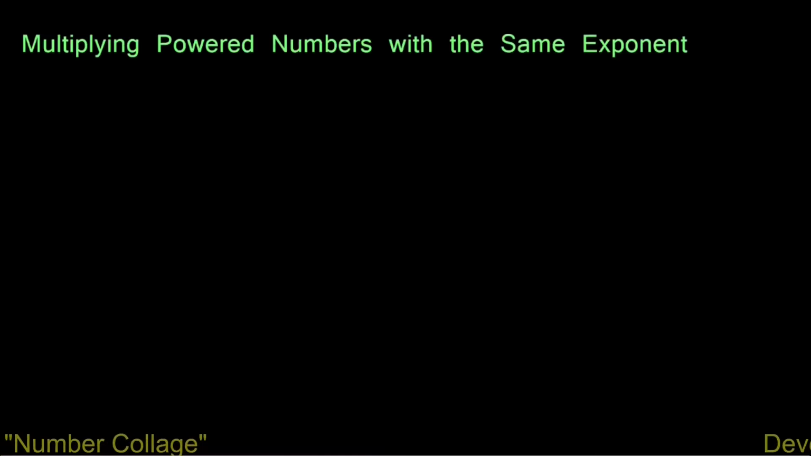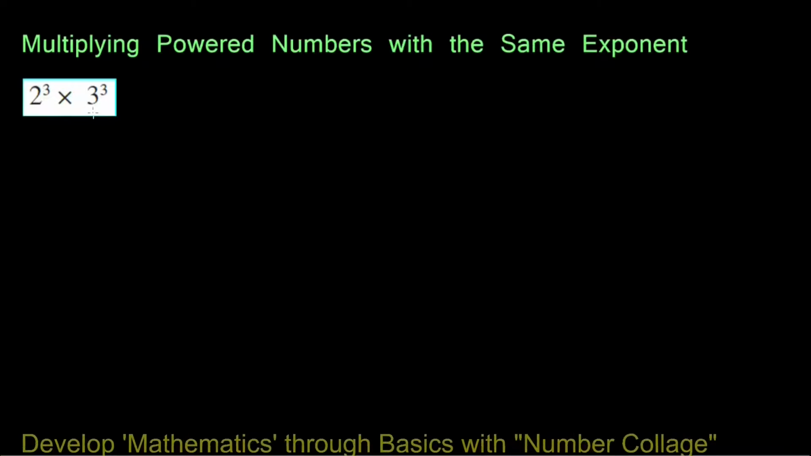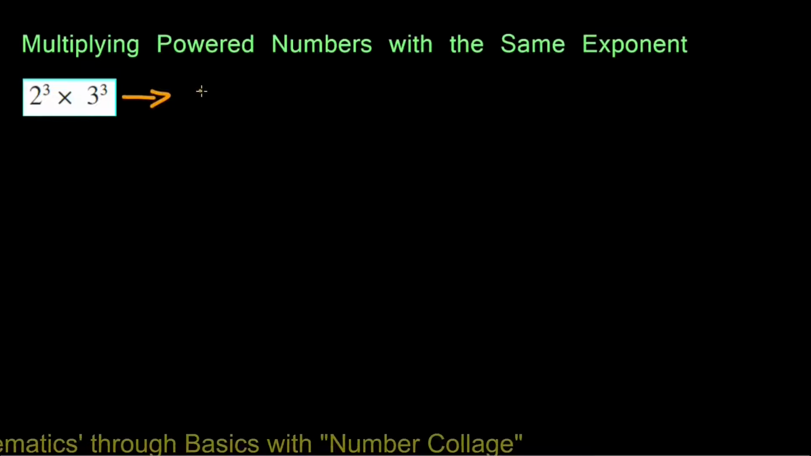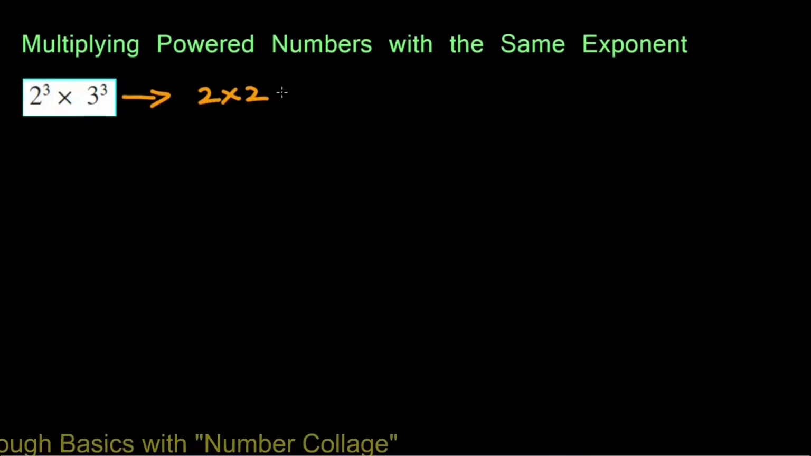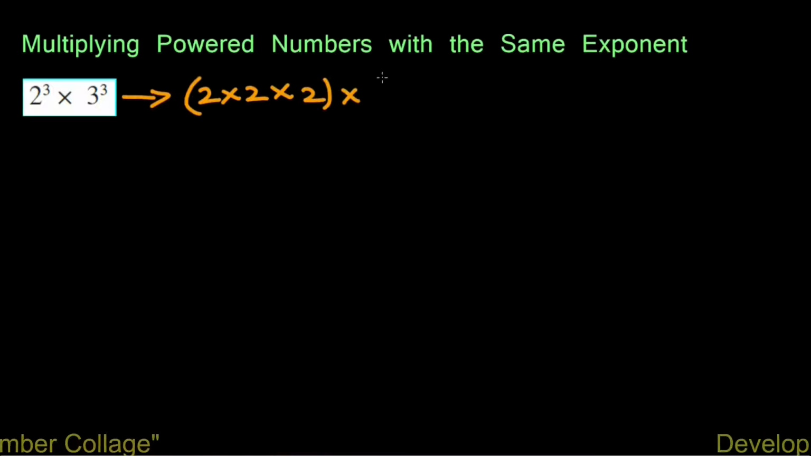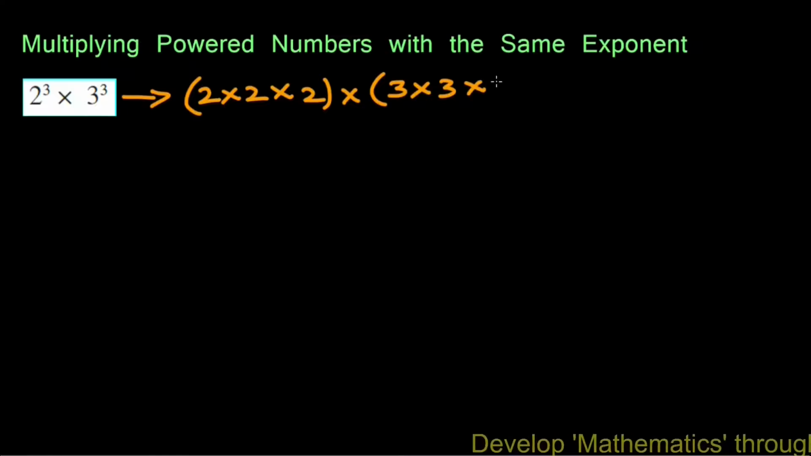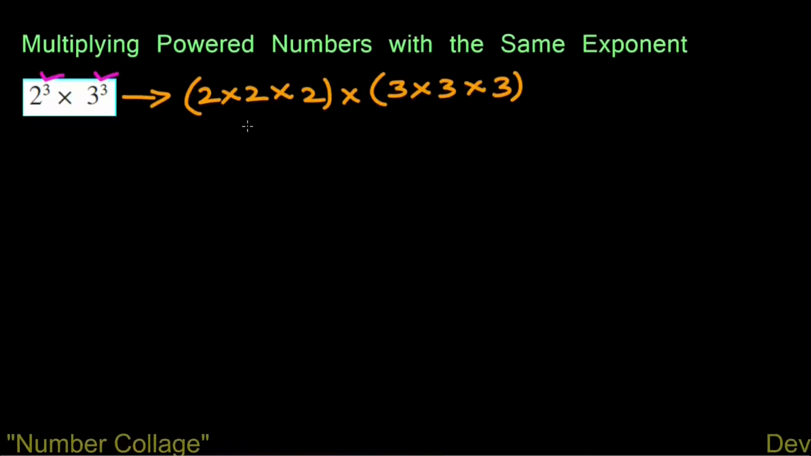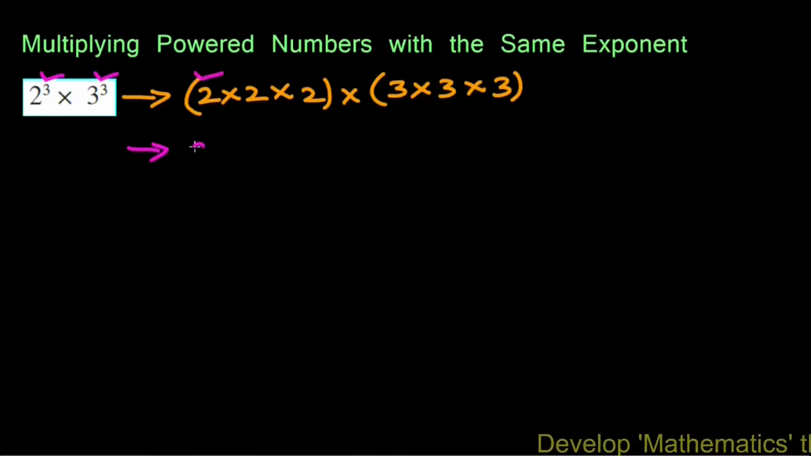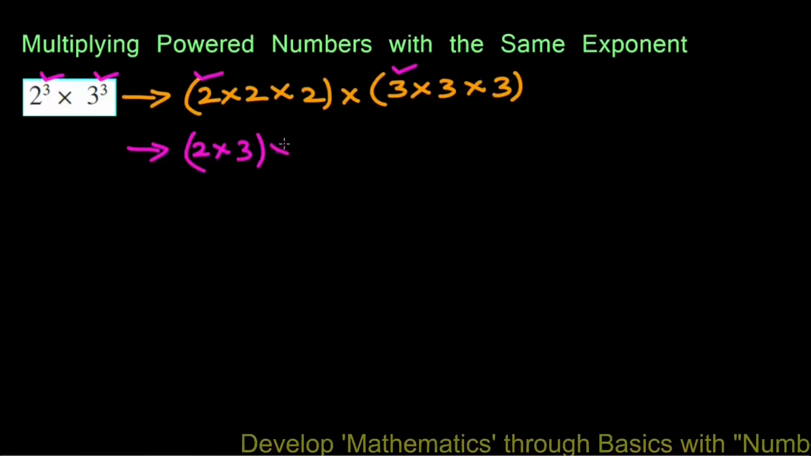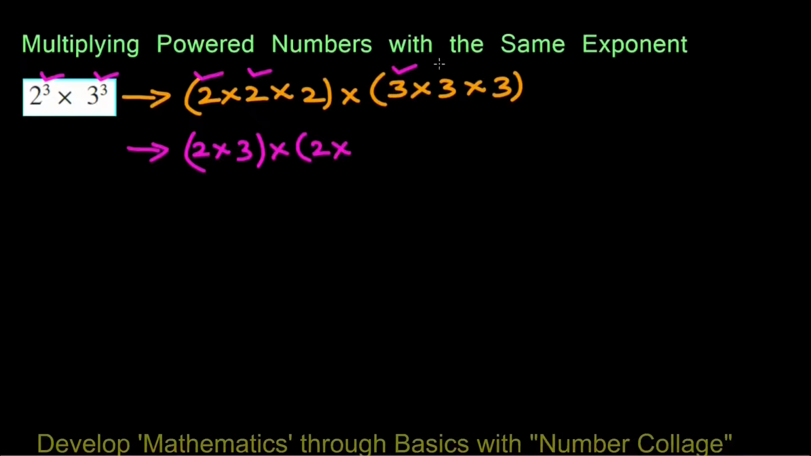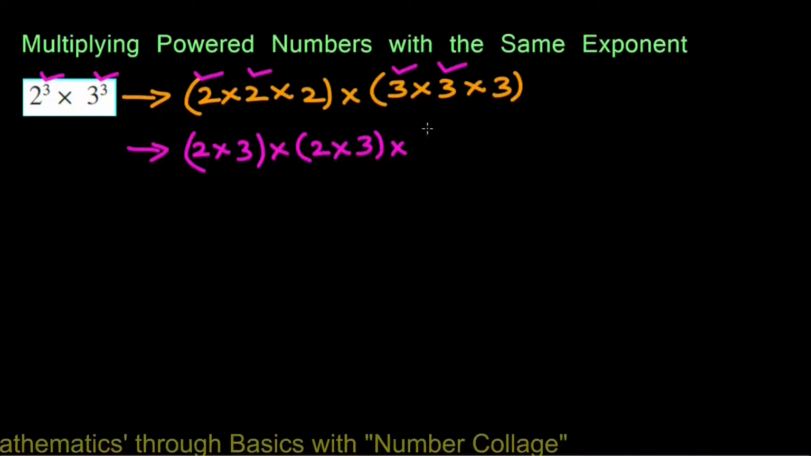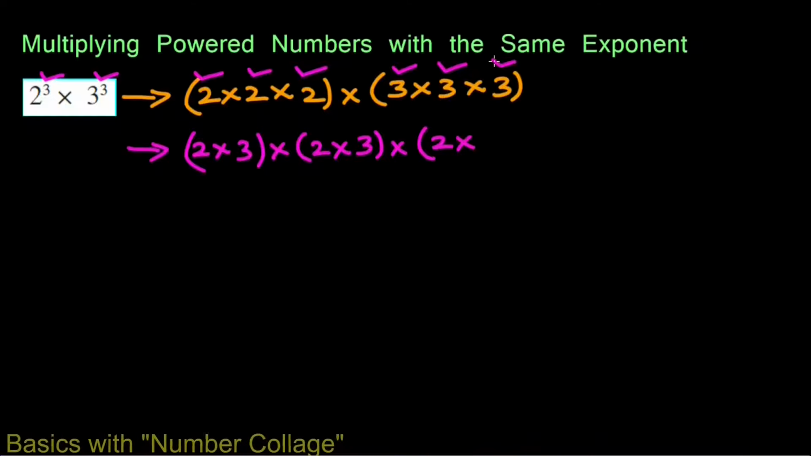How to multiply powered numbers with the same exponent. 2 cubed multiplied by 3 cubed. We write 2 cubed as 2 multiplied by 2 multiplied by 2, and we write 3 cubed as 3 multiplied by 3 multiplied by 3. Here, since the powers are the same, we get 3 groups of this 2 multiplied by this 3, multiplied by this 2 multiplied by this 3, multiplied by this 2 multiplied by this 3.